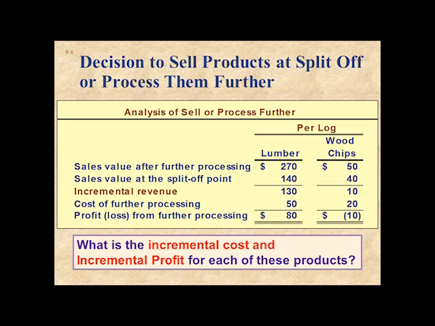Now, when we look at the wood chips, we have to spend $20 more to do the additional processing, and yet we only get incremental revenue of $10. So the decision here based on the numbers only would be to sell it at the split and not process it further.